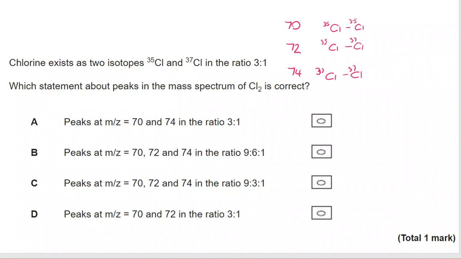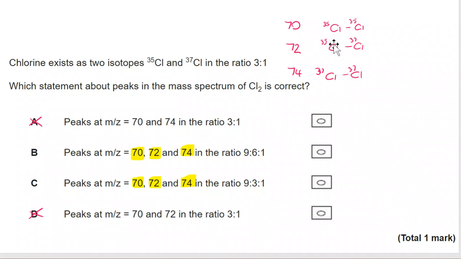And if we take a look at the answers in the question, we can see that now limits our potential answers to B and C, because A and D only have 2 peaks. Now the next thing that we need to do is work out the probability of each of these.